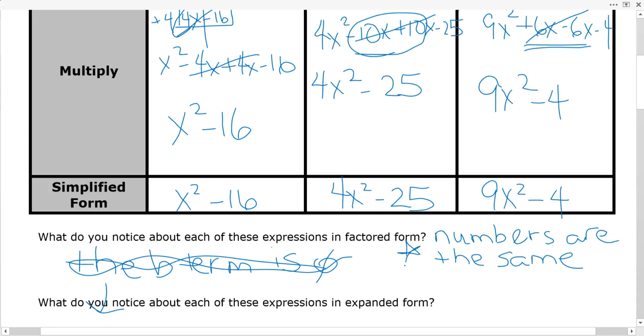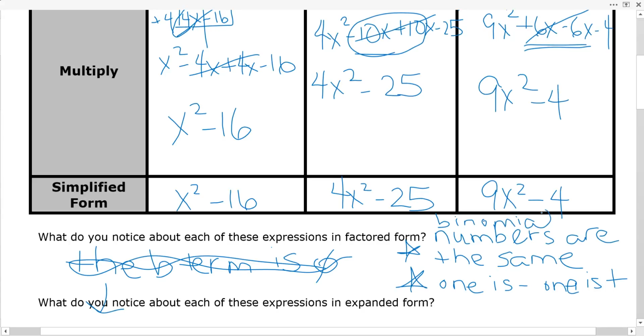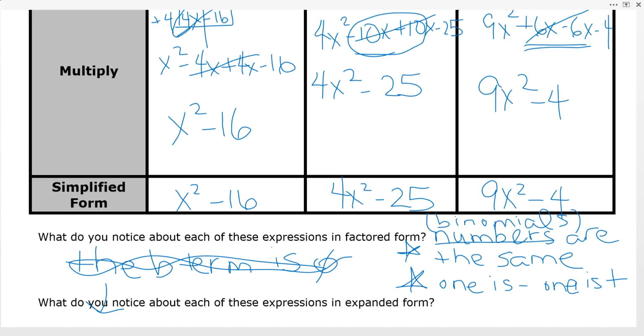And one is minus and one is positive. So you had a plus and a minus. You had to have one of each. And the numbers in each set of parentheses, the binomials, were the same. So the binomials were the same, except that one was adding and one was subtracting.